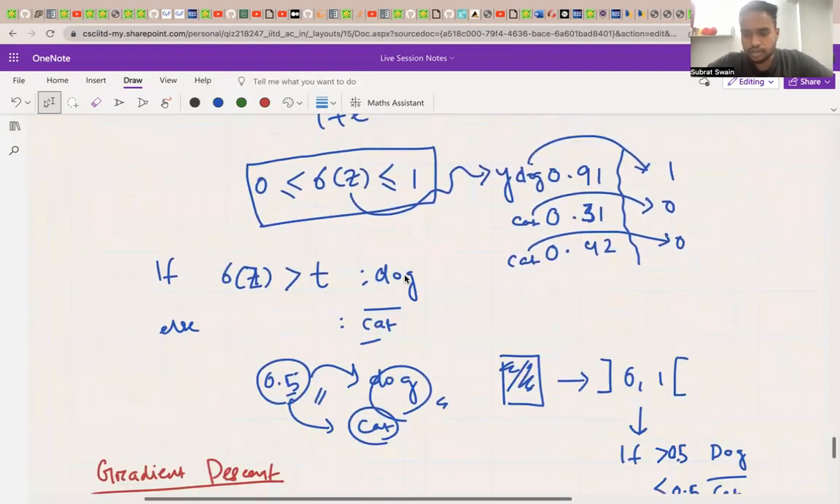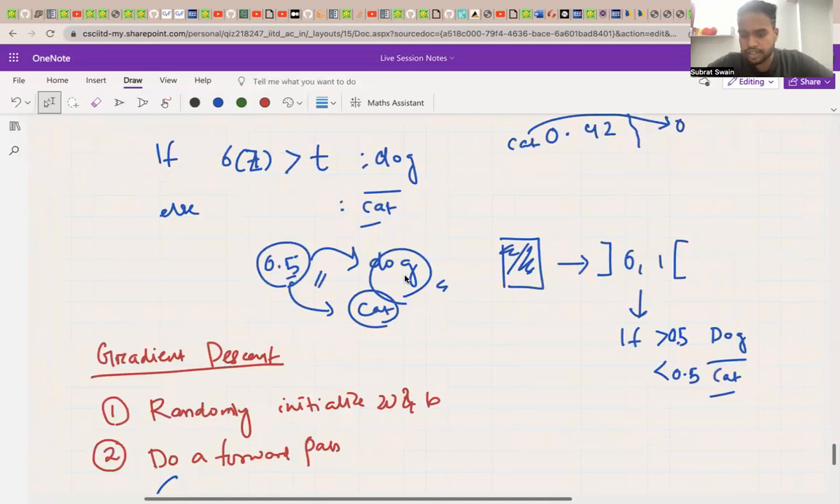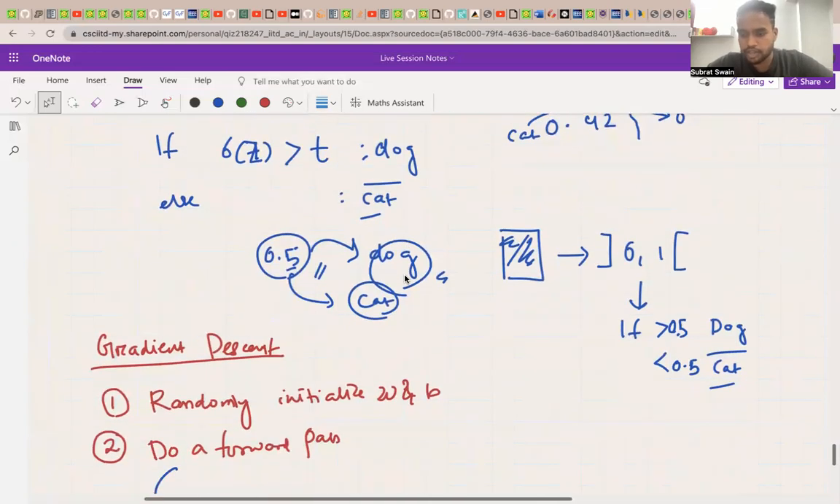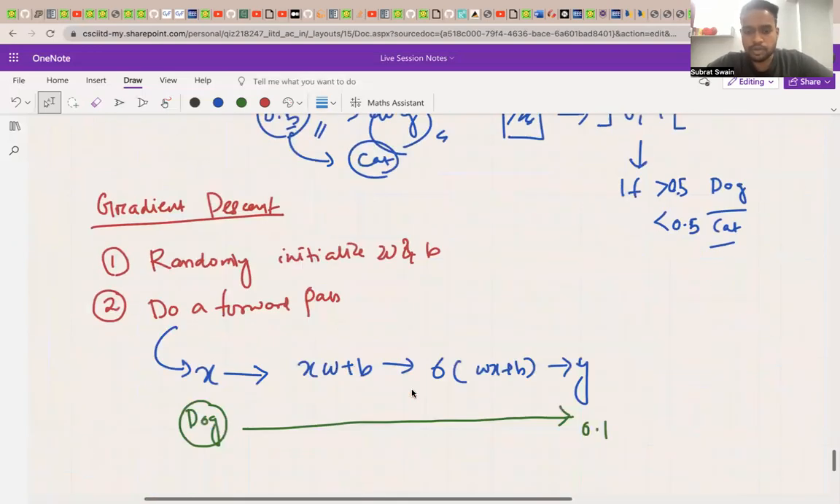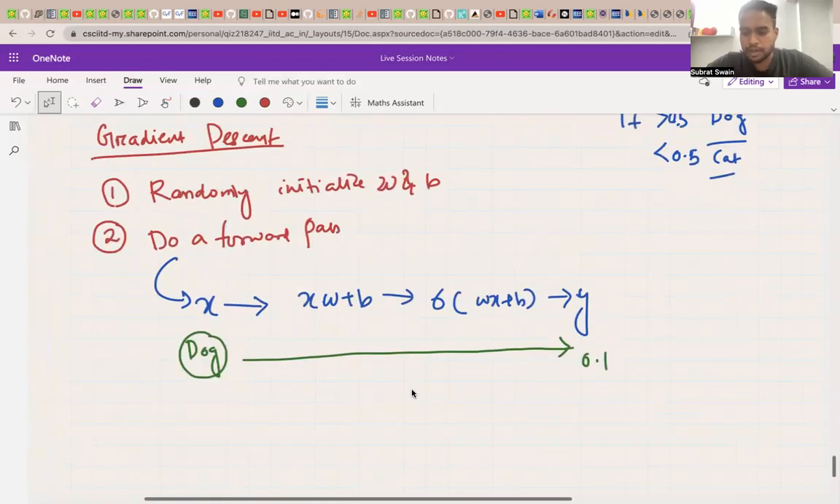Since we need a probability score at the end, something between 0 and 1, we put a sigmoid at the end layer. I will tell about the others later, but for binary classification we always use sigmoid because it gives a value between 0 and 1.